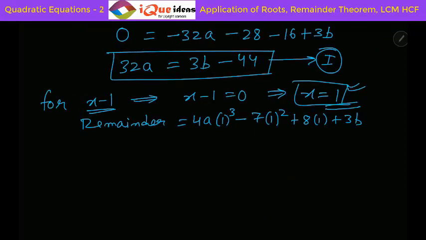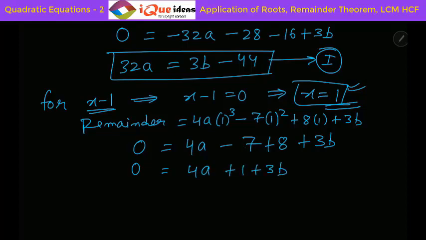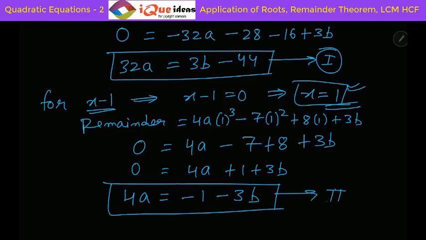Alright. So from here, we know that x minus 1 is a factor. So in this case also, the remainder should be 0. So 0 equal to, now simplify, 1 cube is 1, so it is 4a minus 7, 8 into 1 is 8, right, now plus 3b. So from here we have 0 is equal to 4a plus 8 minus 7, that is plus 1 plus 3b. Alright. So from here we get 4a is equal to minus 1 minus 3b, right? So these are the two equations that we have, right?